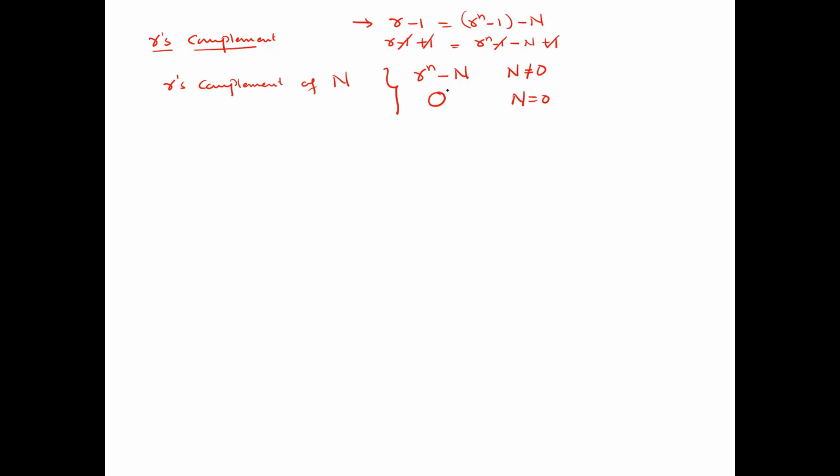For example, now we will apply the same concept to the decimal number system. In the decimal number system, what is the radix? R equals 10. Now, what is the tens complement of a decimal number, which is given as 2389? So this is a decimal number. Now, what is this decimal number's tens complement?